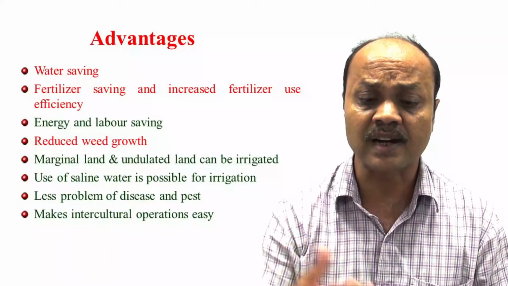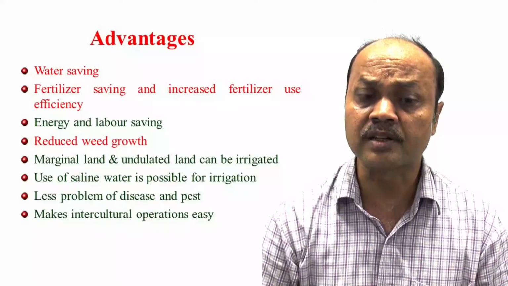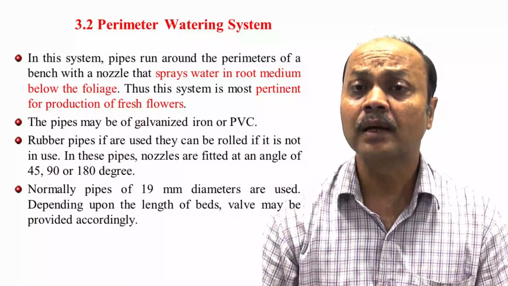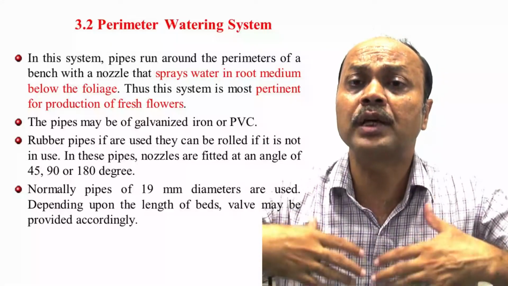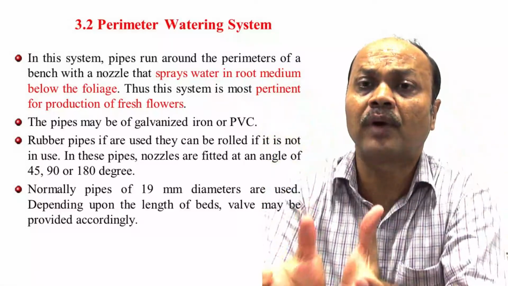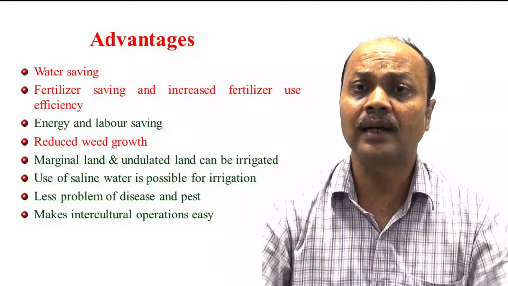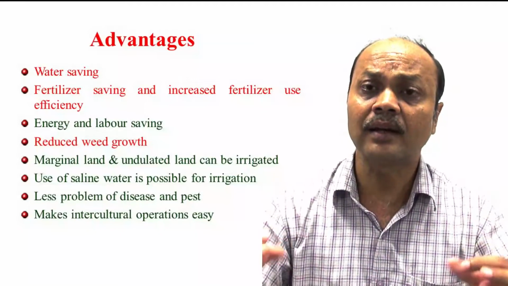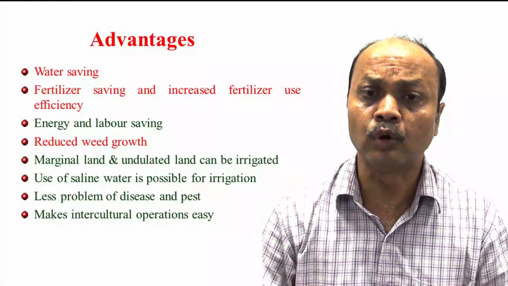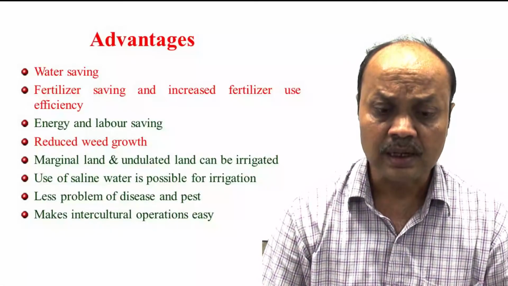Apart from that, already we discussed that if you are using water soluble fertilizer, fertilizer saving is also there, right? And apart from that, reduced weed growth. Why? Because you are giving localized water. Normally we give flood irrigation, so apart from the plant root zone where water is required, you are irrigating all the soil. A lot of water loss is there, and we irrigate places where there is no need, so certainly weeds will grow. These are some of the advantages that have been listed out.